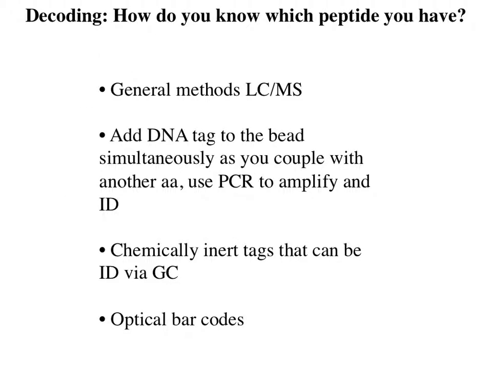For simple, short peptides, it's easier to determine what your peptide library is. However, as you get to longer peptides, decoding and knowing what you have in your library is important. So how does one do that? You can use general methods, LCMS. You can add a DNA tag to the bead simultaneously as you couple with another amino acid, and then use PCR to amplify and identify. You can use chemically inert tags that can be identified by GC, or you can use optical barcodes.